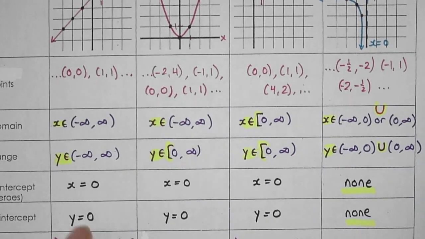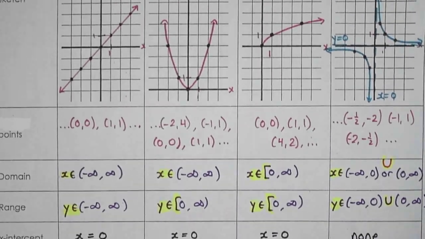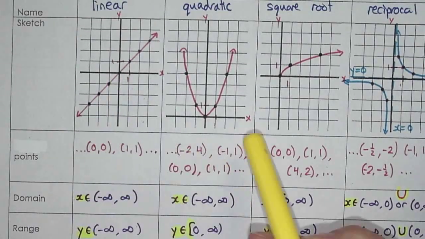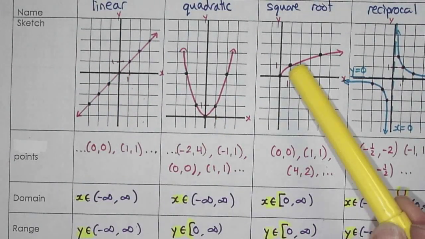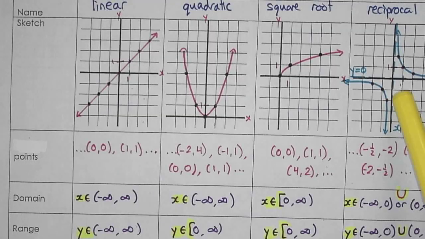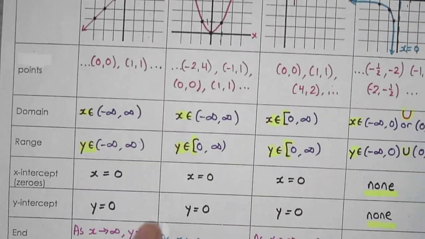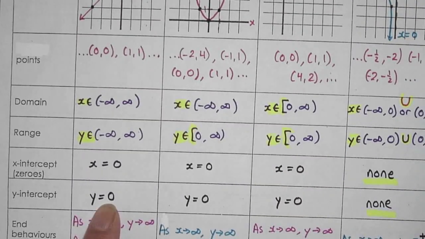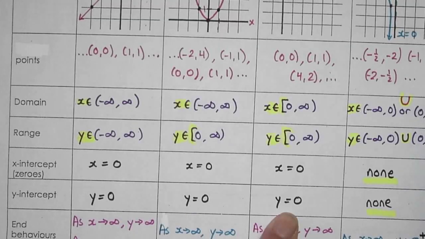All right, next row. X-intercepts. The x-intercept for the linear is 0. I said x equals 0, so that's right there. This one, x equals 0. This one, x equals 0. None for the reciprocal. And then same with the y-intercept. Y equals 0, y equals 0, y equals 0, but none for the reciprocal. The y-intercept is where it hits the y-axis.